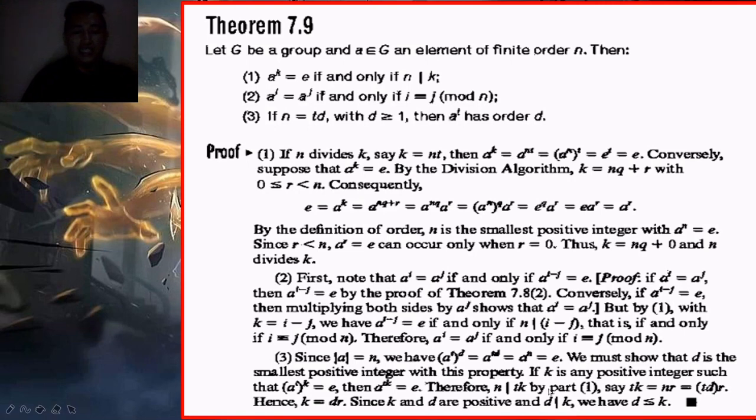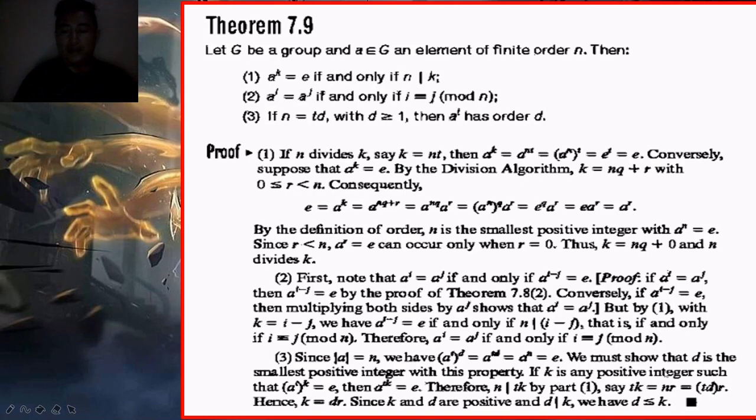Next, number 3. Since A has finite order N, and N is equal to TD, then A to the T to the power of D is equal to A to the TD. And A to the TD, replacing TD with N, is A to the N, which is equal to E. So we must show that D is the smallest positive integer with this property. Therefore, A^T has order D. So we only need to show that D is the smallest.